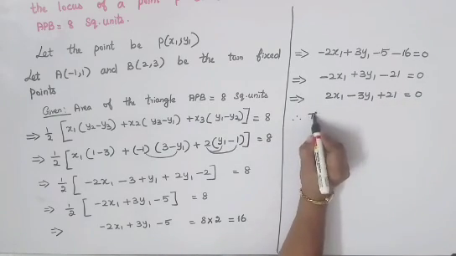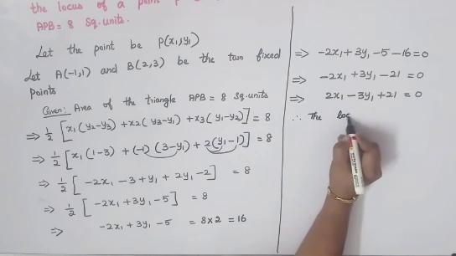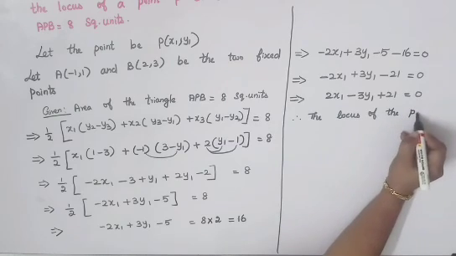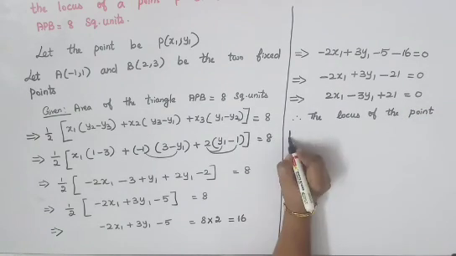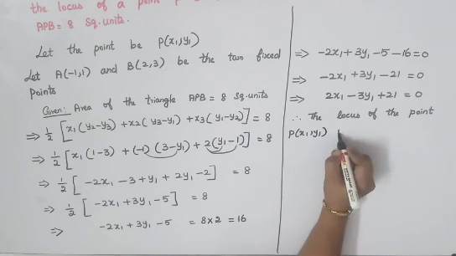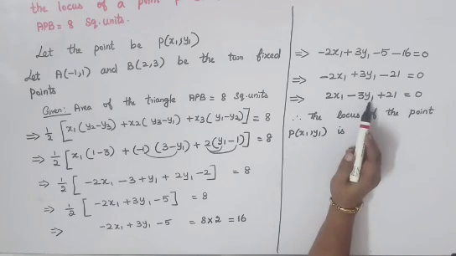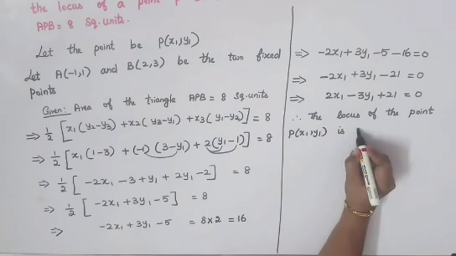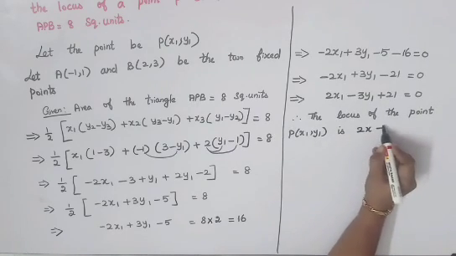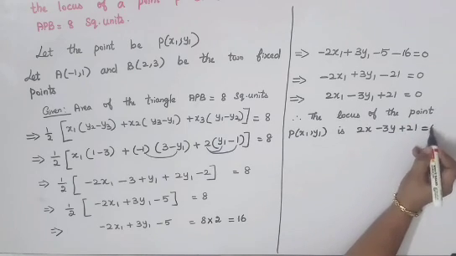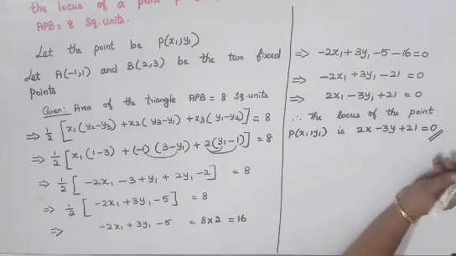Therefore, the locus of a point P of x1 comma y1 is, wherever x1 y1 is there, just write it as x and y. That will be the locus. Okay, so your answer is 2x minus 3y plus 21 is equal to 0. So this is the answer for your fifth question.